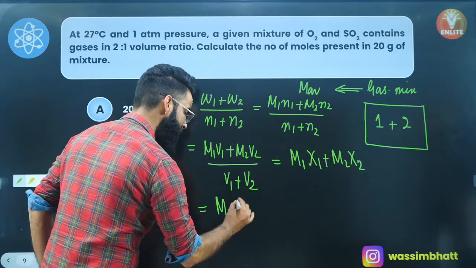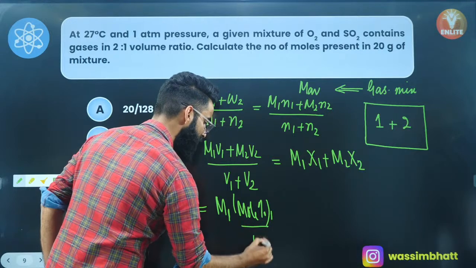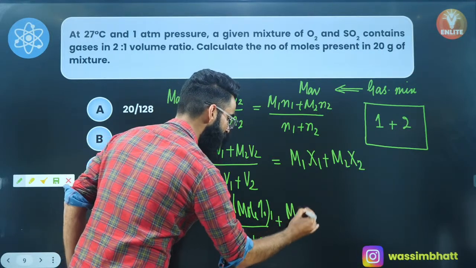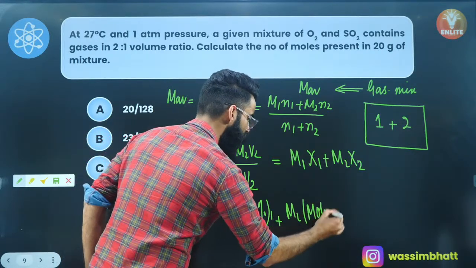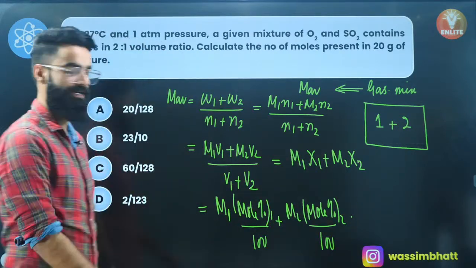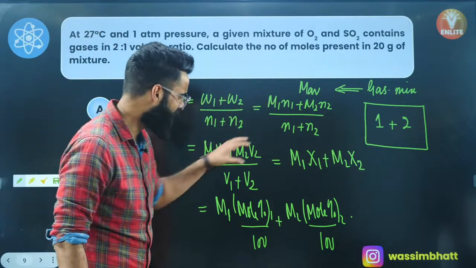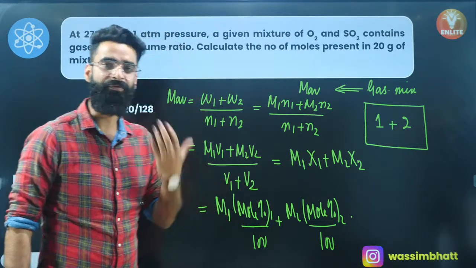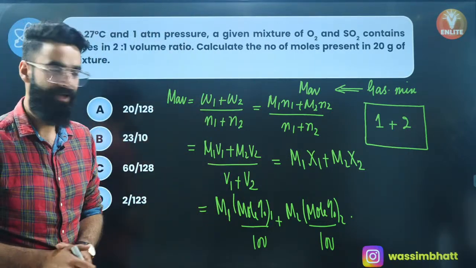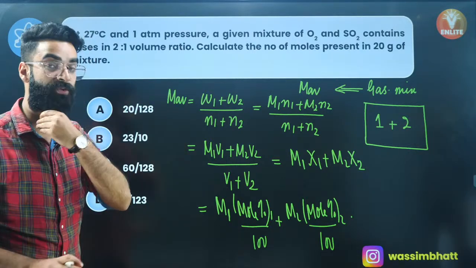M1 multiplied by mole percent of 1 divided by 100, plus M2 multiplied by mole percent of 2 divided by 100. Right? This is one more result which I would want you guys to remember to calculate the average molar mass of the gaseous mixture. So these are the different results which we have to use to calculate the average molar mass of the gaseous mixture.